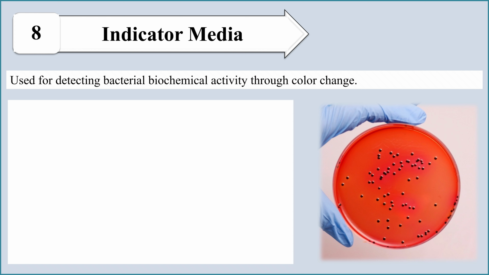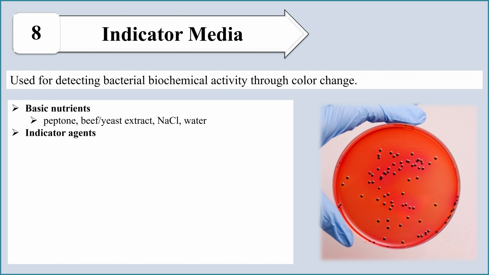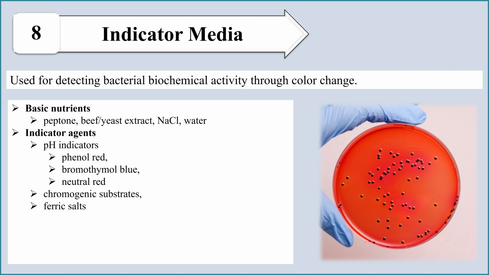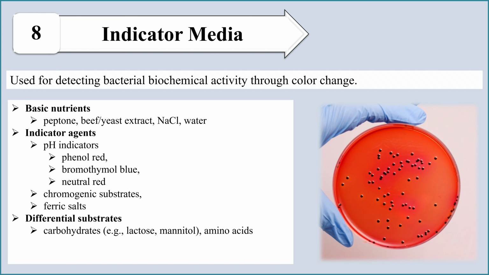So which nutrients or elements are used in this type of media? It uses basic nutrients, for example, peptone, beef extract, NaCl, water. Indicator agents are used. Which type of indicator agents are used in different types of indicator media? These are pH indicators like, in some media, phenol red or bromothymol blue or neutral red. Chromogenic substrates and ferric salts are used in some media.